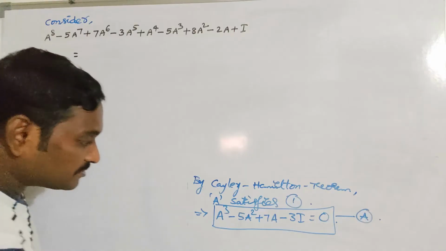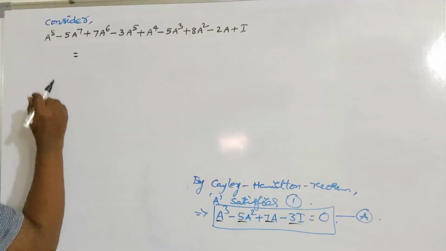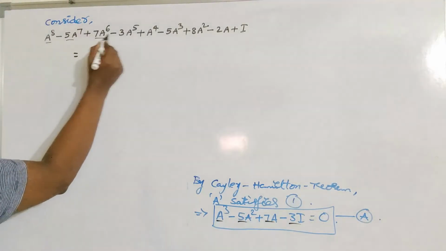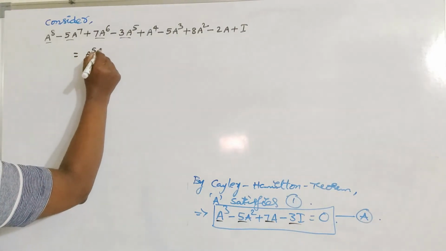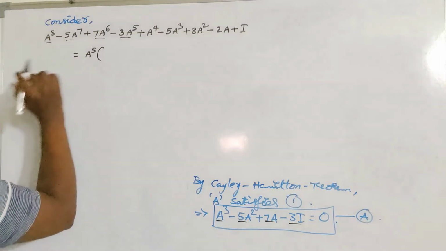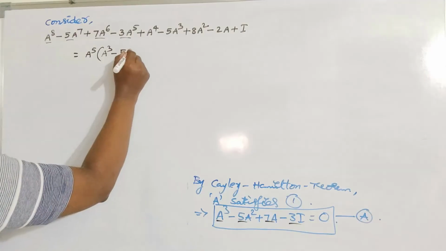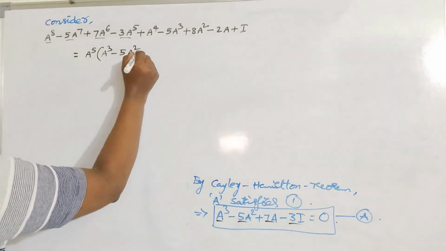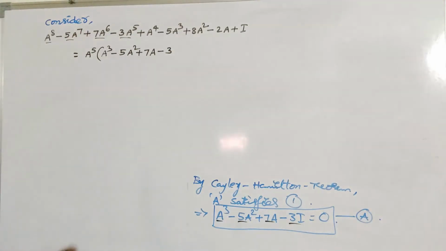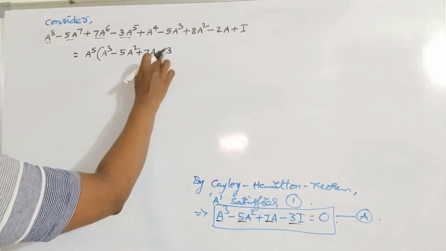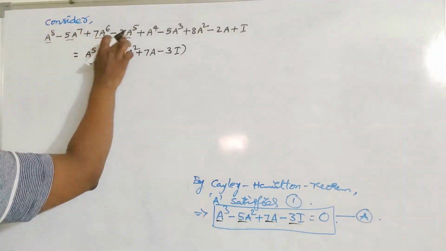By using this result, I am going to find out this one. Clearly, what is the number of terms here? 1, 2, 3, 4. There are 4 terms here. In the first 4 terms, what is the common term? A power 5. So this can be written as A power 5 times the remaining term, A cube minus 5A square plus 7A, and negative 3. But don't leave it as 3 only. It would be I. If you take this A power 5 inside, surely you will get the above terms.